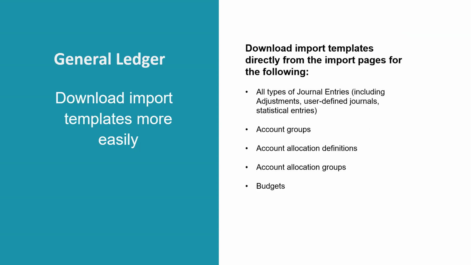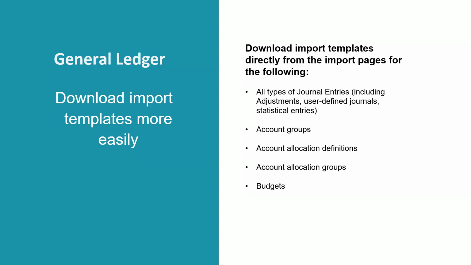Well, with this release, Intacct has also made these specific import templates available on the general ledger import button. So journal entries, all types of journal entries. You no longer have to go to the company setup import data to get the template for journal entry transactions, whether it's user defined journals or statistical journals or adjustments or regular journal entries. You can go right to the import button within the journal entry screen and download the template from there.